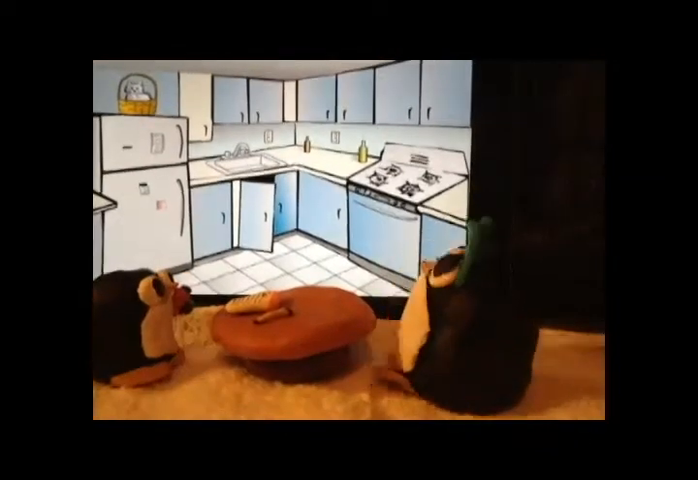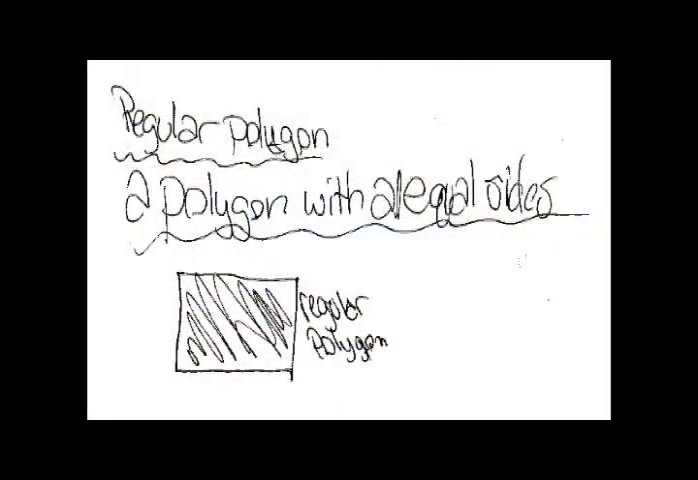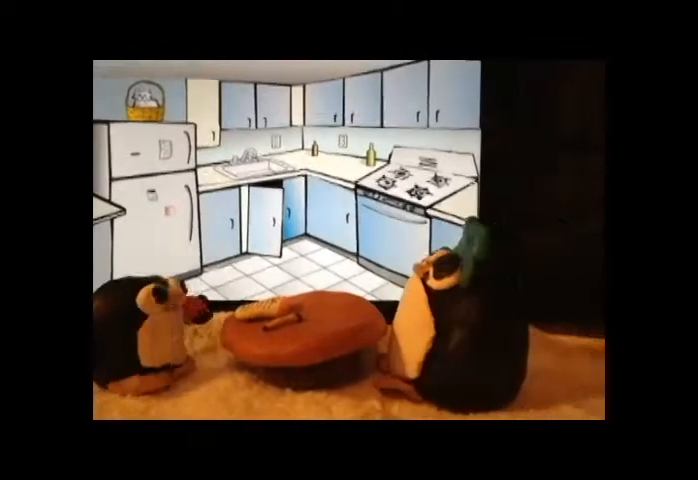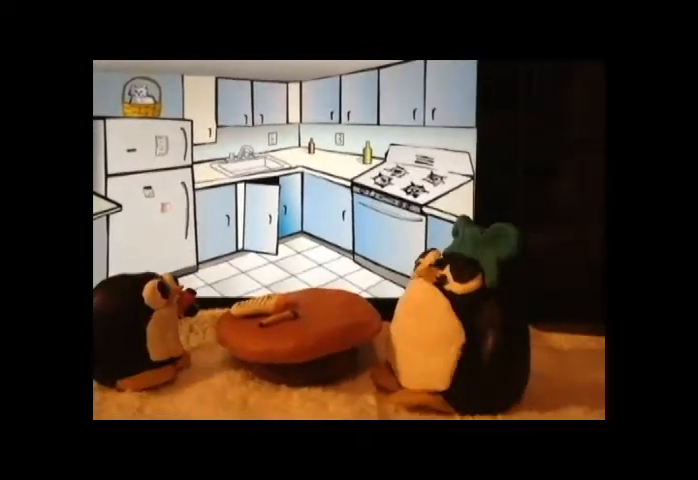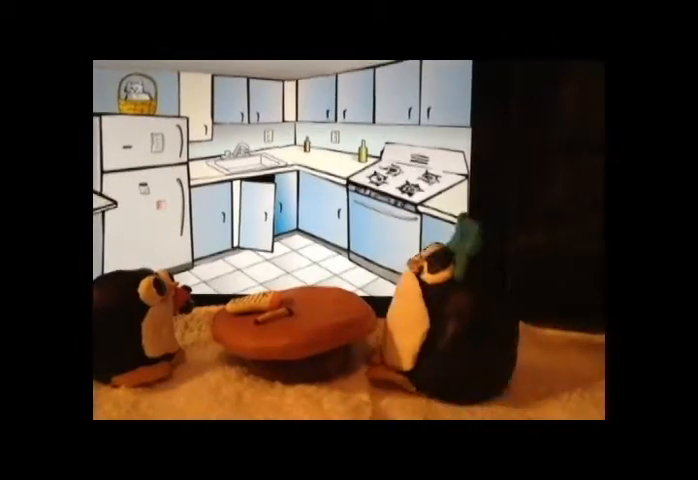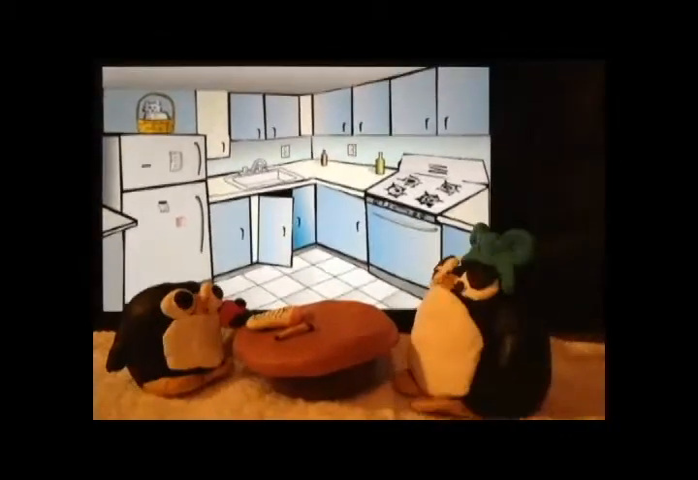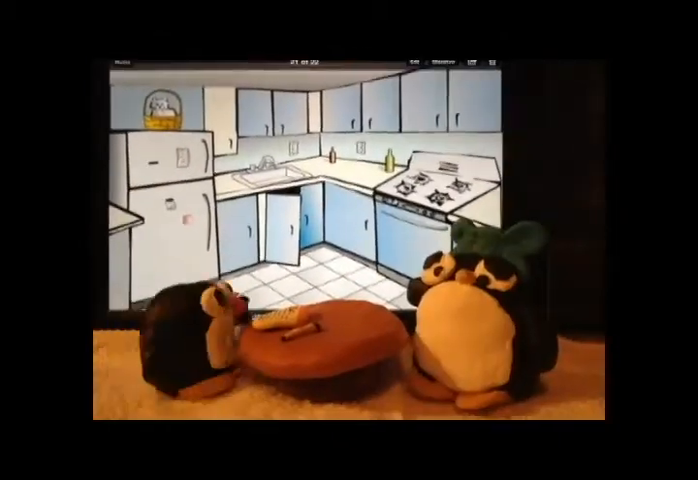Okay, regular polygon. A regular polygon is basically a shape with all equal sides. An example is like a square. Okay. Now that you know what that is, I'm going to finish the laundry. Where are you going? I still have 34 words, Mama.